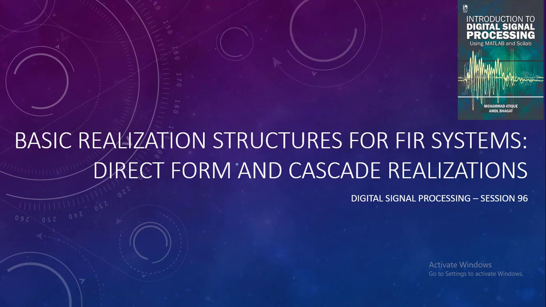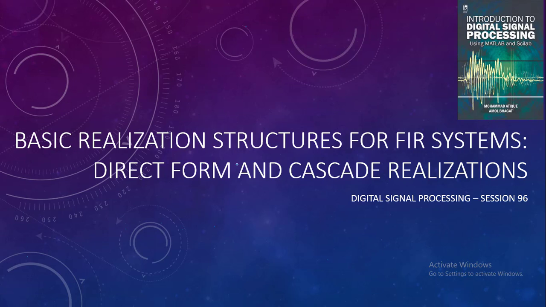In previous sessions, we have seen as well as discussed basic realization structures for IIR systems, where we have seen direct form 1, direct form 2 realization, cascade and parallel realization. Then we have seen the transposed form realization, and finally, we have seen the ladder structure realization.